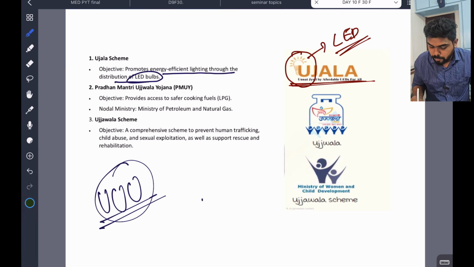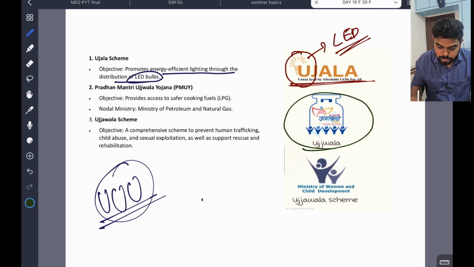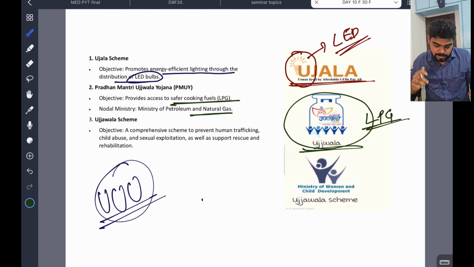Now you can see Ujjwala; you can see a gas. Pradhan Mantri Ujjwala Yojana provides access to safer cooking fuel, LPG, under the Ministry of Petroleum and Natural Gas, providing LPG everywhere. So that is the Ujjwala scheme.